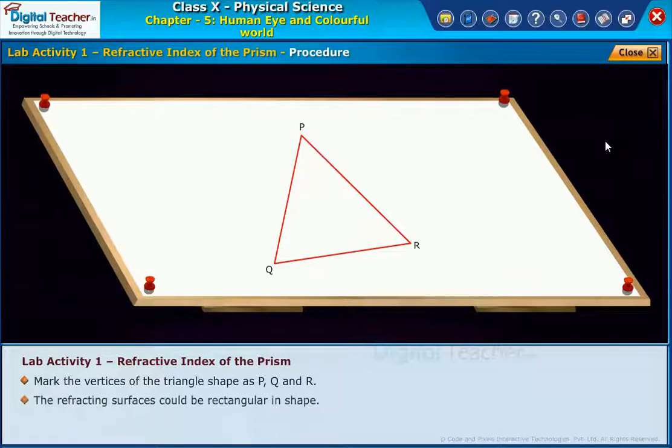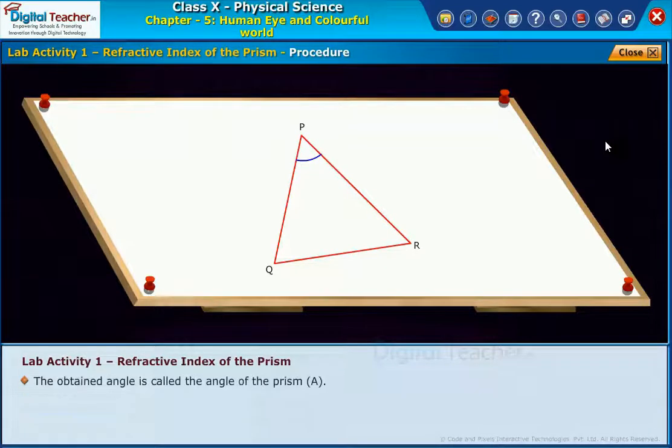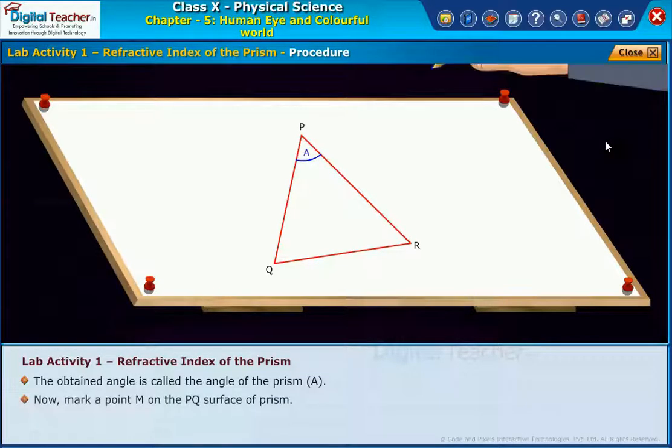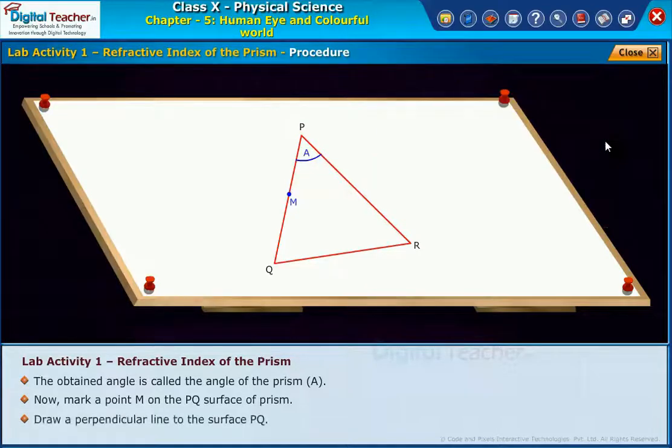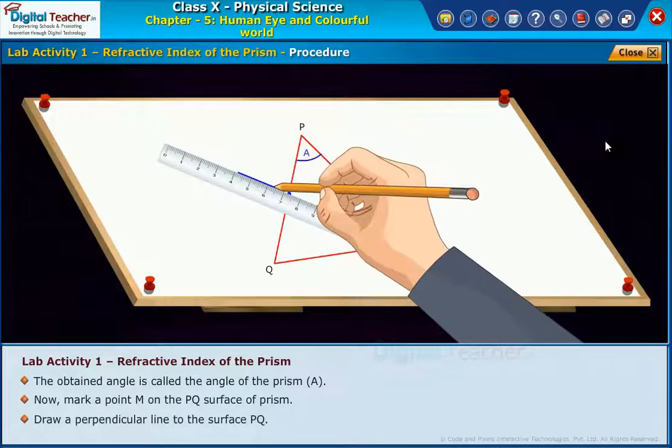The refracting surfaces are rectangular in shape. Measure the angle between PR and PQ. The obtained angle is called the angle of the prism, A. Now, mark a point M on the PQ surface of the prism. Draw a perpendicular line to the surface PQ.